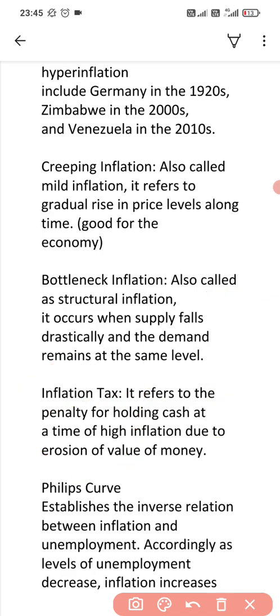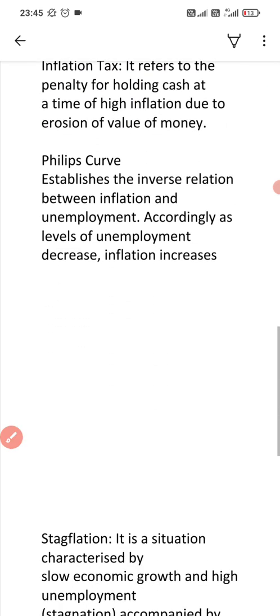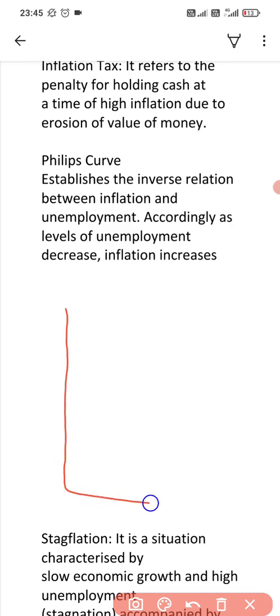Now what is the Phillips curve? So Phillips curve क्या establish करता है? Phillips curve relationship establish करता है, और वो भी inverse relationship. जैसे जैसे इन्फ्लेशन बढ़ती है वैसे वैसे अनएम्प्लॉयमेंट कम होता है. तो इसका ग्राफ इट्स समथिंग दिस वे.